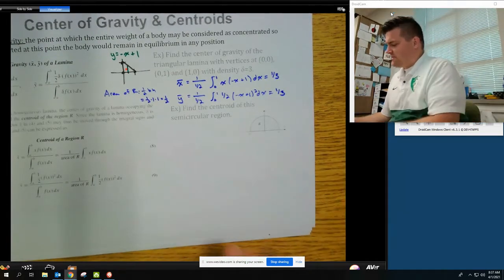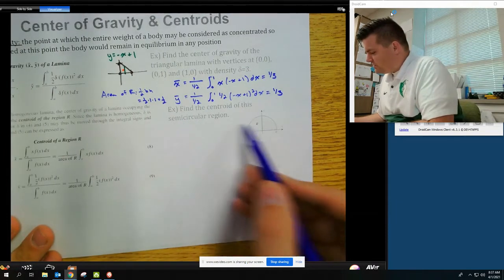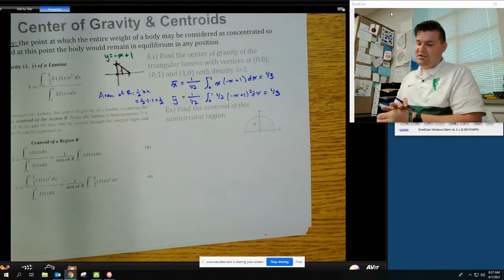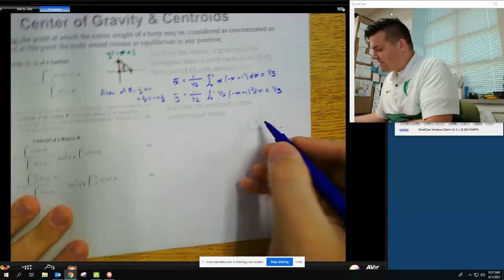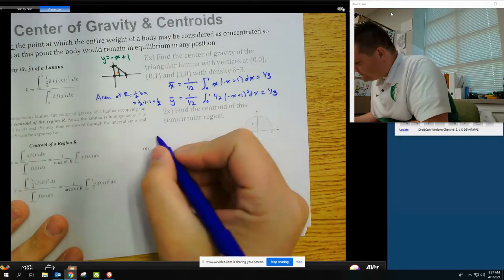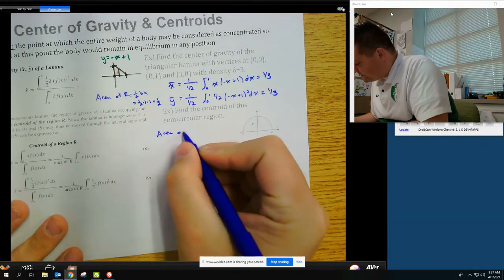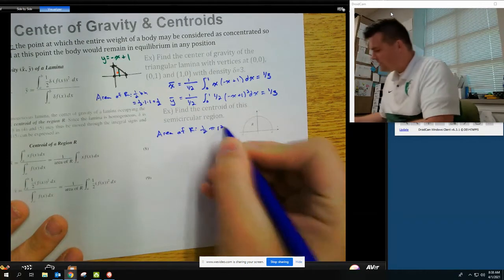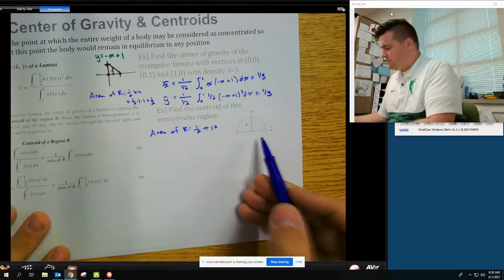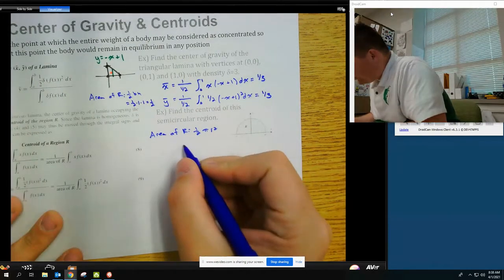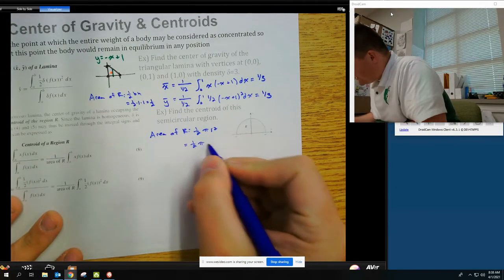All right, so let's find the centroid of the semicircular region from -a to a. Well, that's kind of annoying. So let's go ahead and find the region R first, the area of R. This is a semicircle, so it's 1/2 pi r squared. And our radius is a. So in our case, we're going to get 1/2 pi a squared.